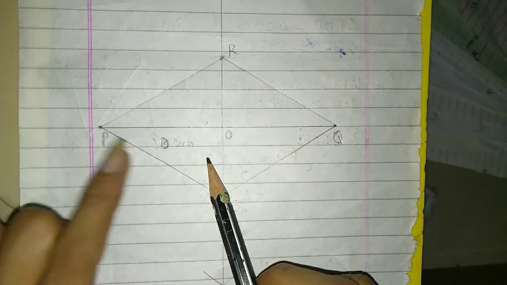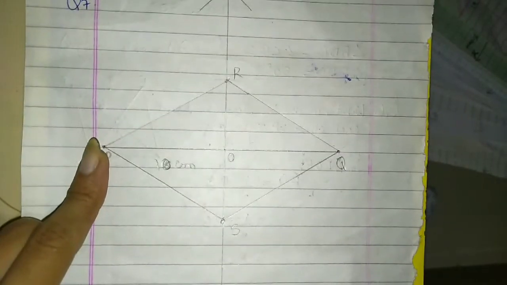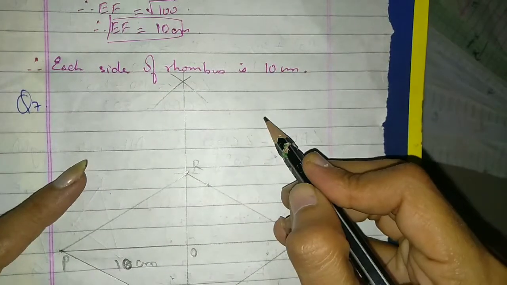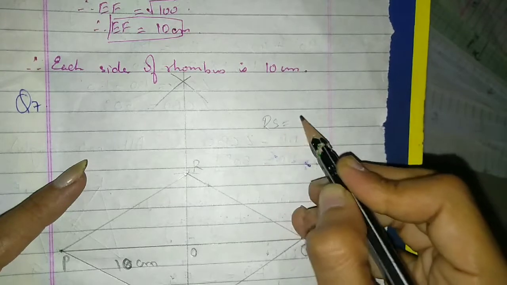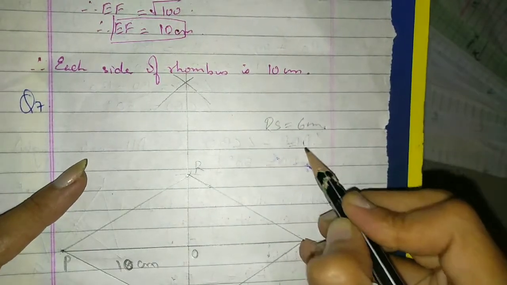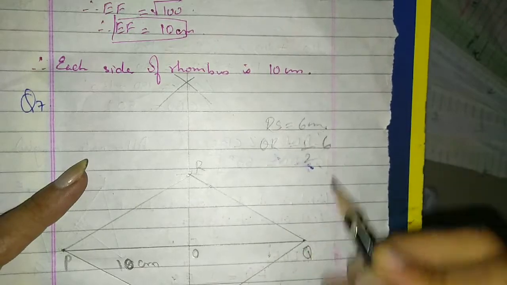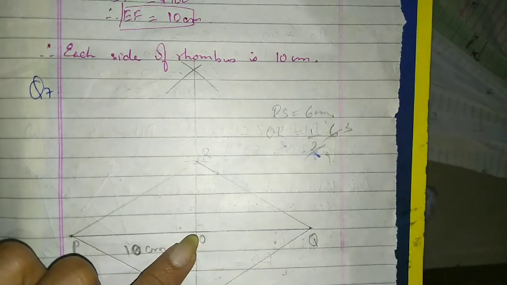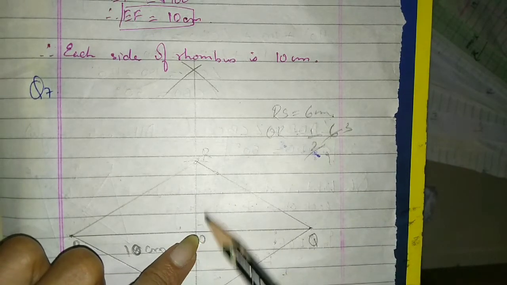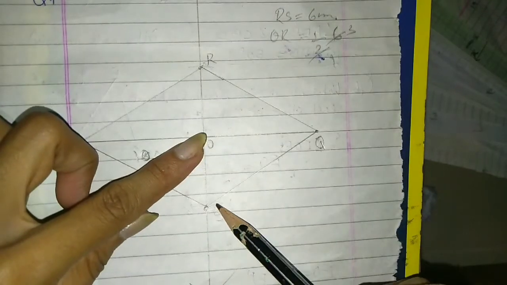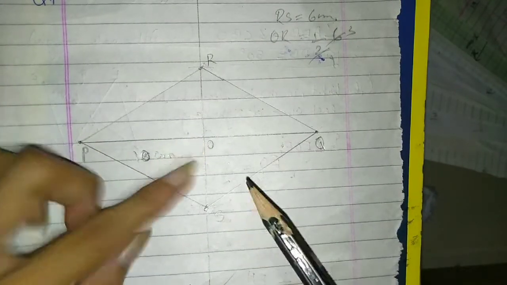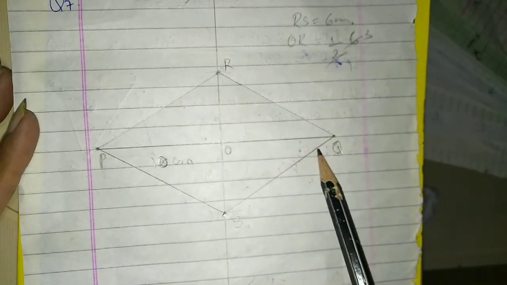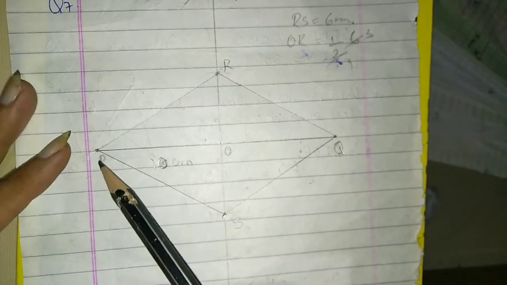Then we have to draw the perpendicular bisector for the other diagonal. Then RS equal to 6 centimeter. So we are doing half of OR equal to half of 6 centimeter, so it is 3. Take a measurement on the rounder, 3 centimeter. Draw an arc on the upper side and lower side on the perpendicular bisector. Then join PR, PS, QS and RQ. So you have formed the rhombus PRQS.